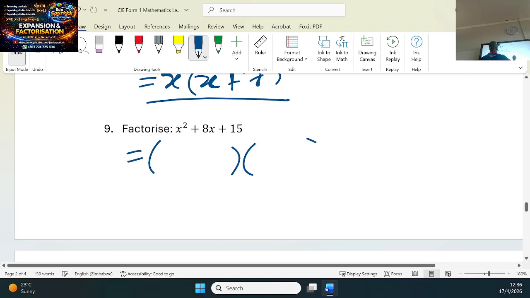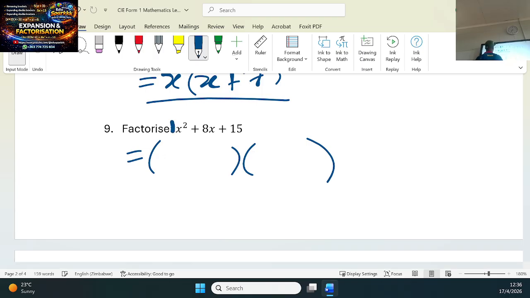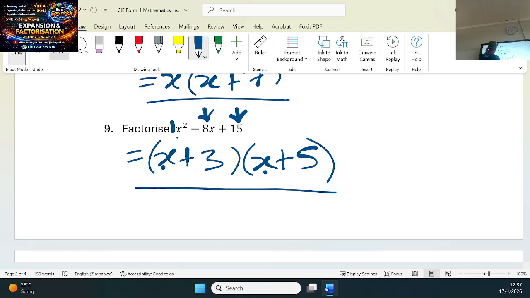Moving to number 9, we want to build double brackets. Why? Because we've got a middle term there. So obviously when the coefficient is 1, we have x and x. Why? Because x times x is the one which gives us x squared. Then I'm thinking of two numbers such that when I multiply them, they give me 15, but when I add them, they give me 8. So those numbers are 5 and 3, because 5 times 3 gives us 15, and 5 plus 3 gives us 8. So those are my two factors.